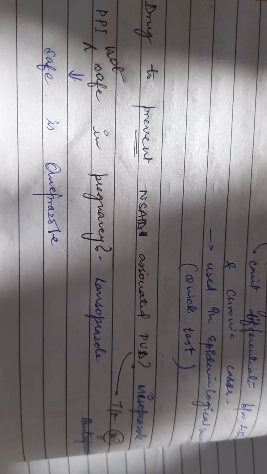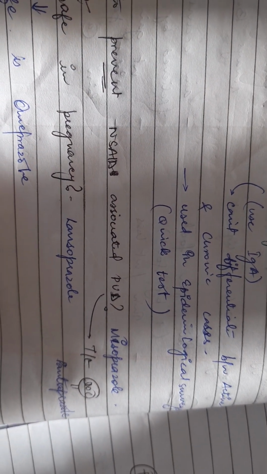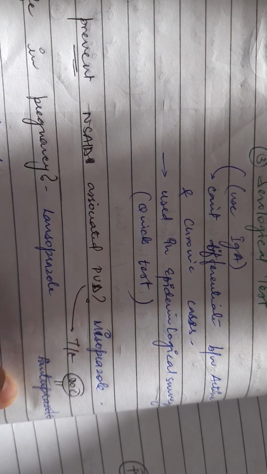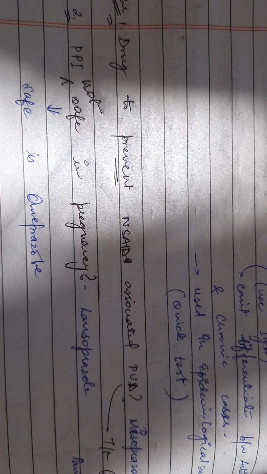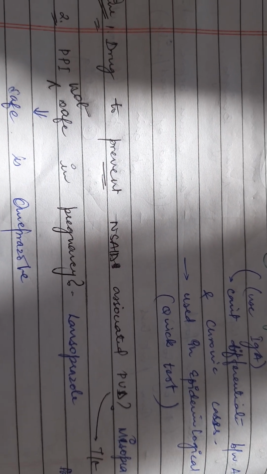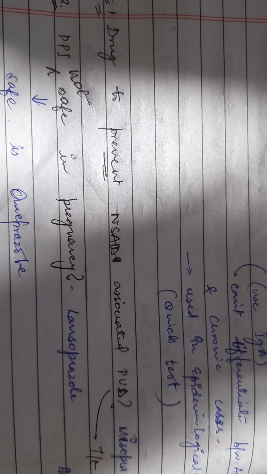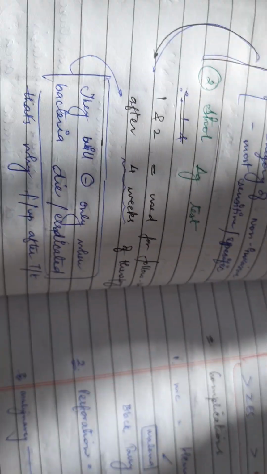Then third is culture. Then question: the drug to prevent NSAID associated peptic ulcer is misoprostol. Prevention is misoprostol, and the drug of choice for treatment is pantoprazole. The PPI not safe in pregnancy is lansoprazole, and the one which is safe in pregnancy is omeprazole. Lansoprazole is not safe in pregnancy; omeprazole is.